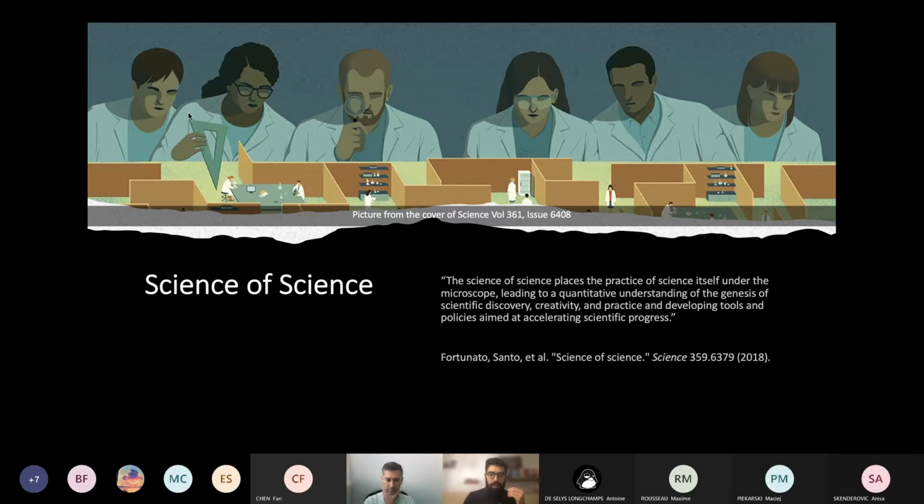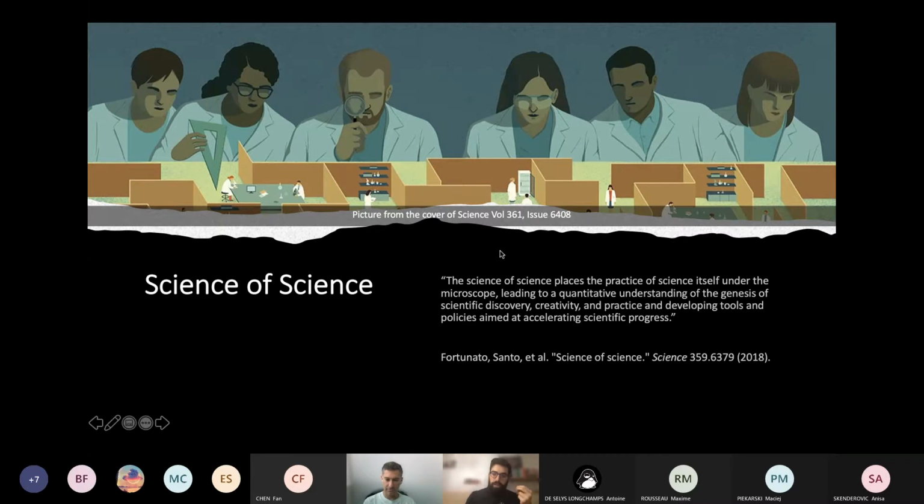There is one particular paper that was published in 2018, and before going into the definition, I want you to focus for a second on this picture on the top. As you can see, there are scientists observing other scientists, and the name suggests exactly that. So we do science over science. We tend to understand how science evolves, how science proceeds towards its goal.